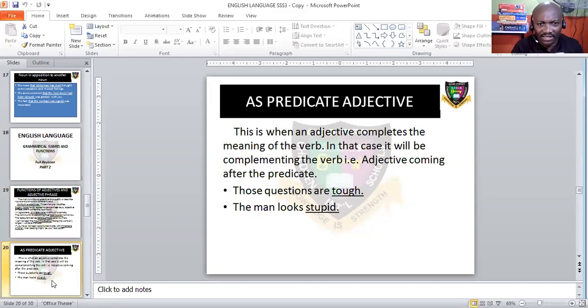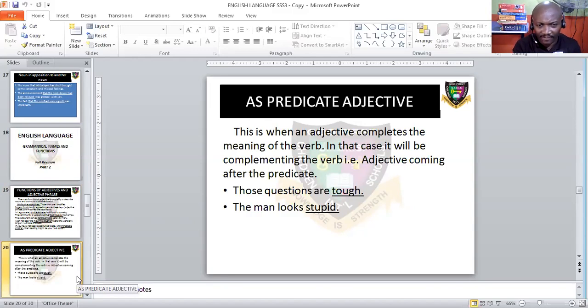We can also have them as predicate adjectives. This is when an adjective completes the meaning of the verb. In that case, it will be complementing the verb. That is, the adjective comes after the predicate. Look at those two examples: those questions are tough and the man looks stupid. Now, you look at tough is coming after the noun questions. It is a postmodifier. And stupid is coming after man, which is a postmodifier.